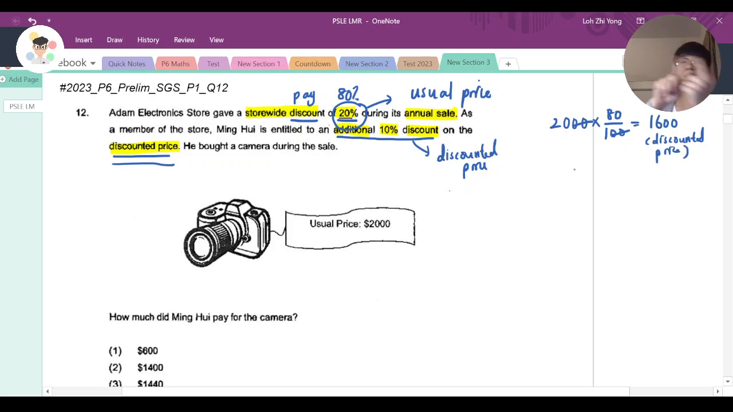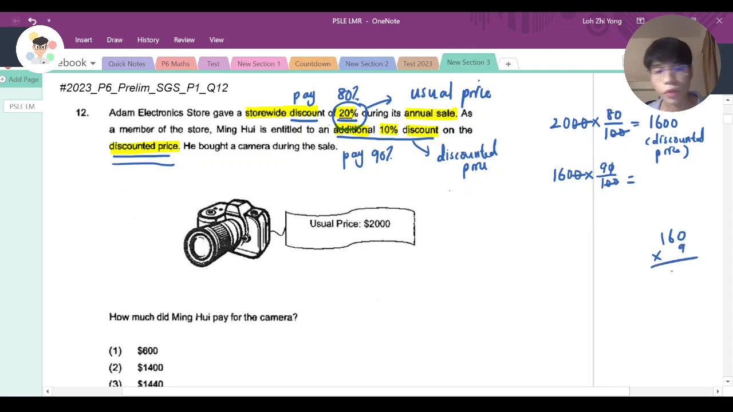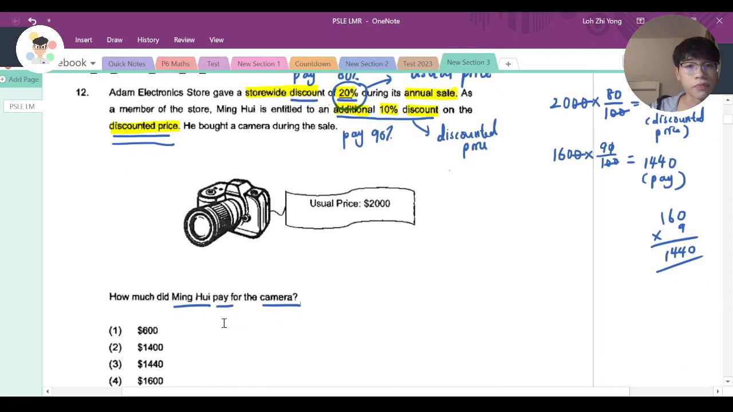Then I have an additional 10% discount. Means I need to pay how many percent? I need to pay 90%. So 1600, 90 over 100. Then I simplify. So 160 times, okay, let me just cut here, times 9. I'll get 1440. So 1440 will be the price that I need to pay. Okay. So Minghui pays for the camera 1440, which is option number 3.